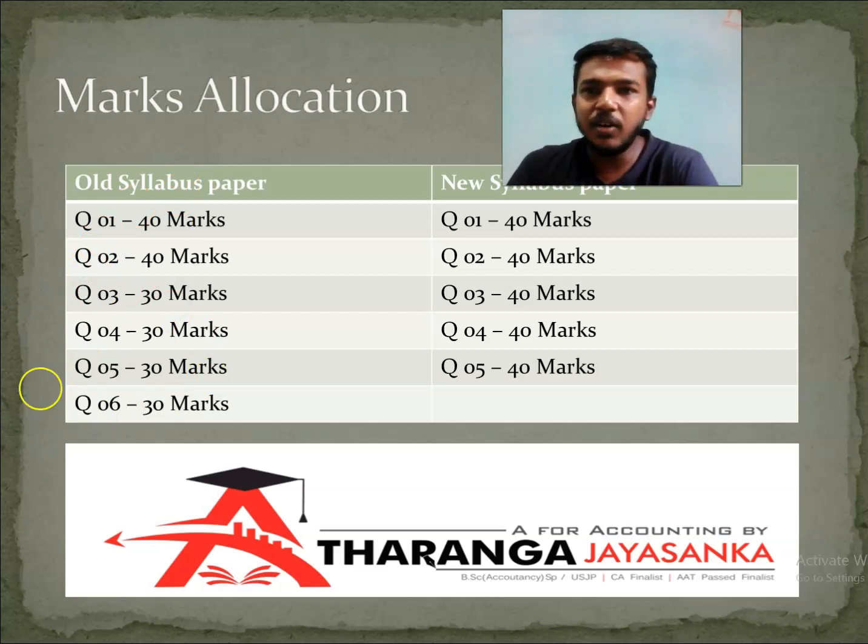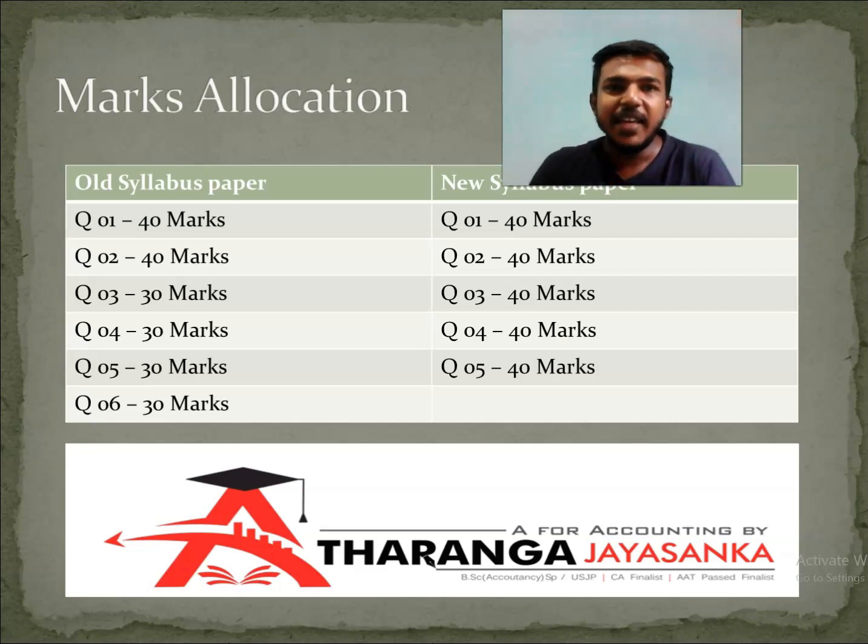So now you see how you got the marks for each question in the old syllabus paper. Right? But in the new syllabus paper, you all have to do 5 questions. In the old syllabus paper, you had to do 6 questions. But now in the new syllabus paper, you have to do only 5 questions. Right? So in these 5 questions, every question will give you 40 marks.